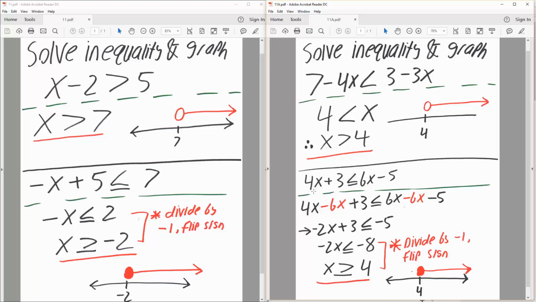So 4 times 5 is 20. 20 plus 3 is 23. 23 is less than or equal to 6 times 5 is 30. 30 minus 5 is 25. And so 23 is less than or equal to 25. So 23 is less than 25. So this statement is correct. And that's all we need to do to solve linear inequalities.